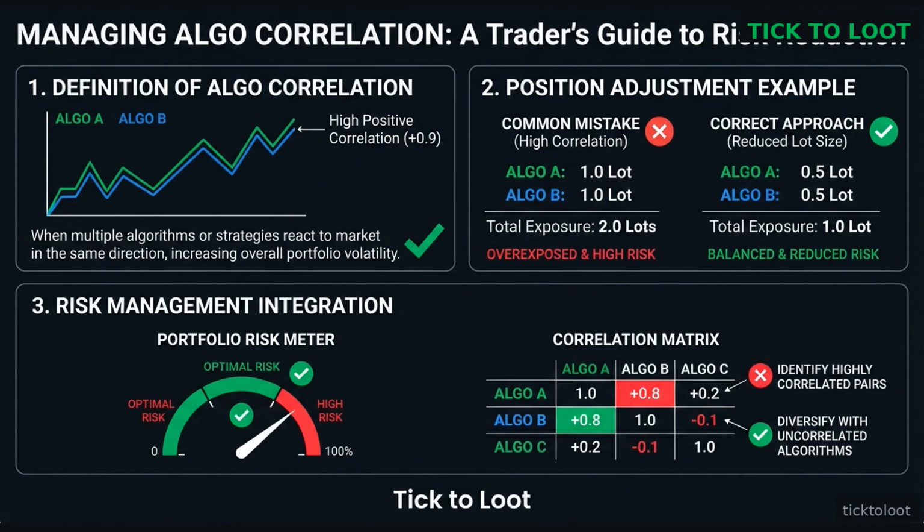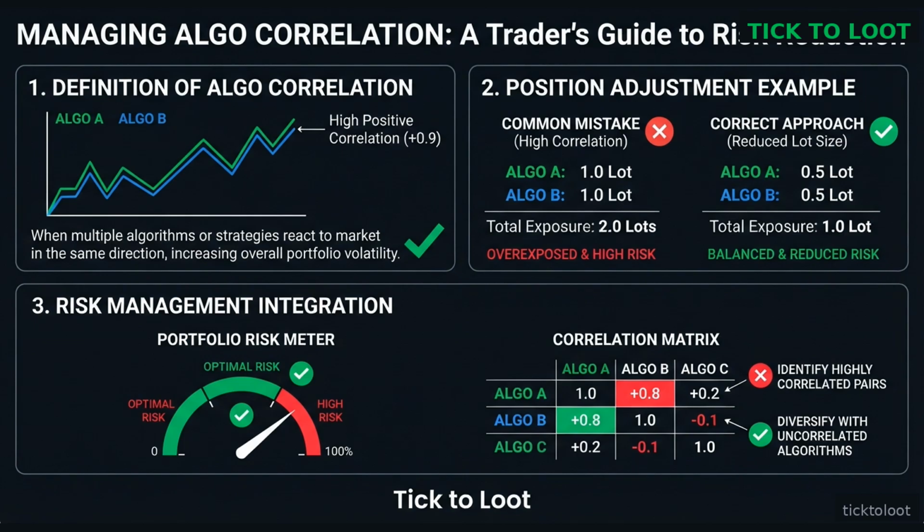Let's wrap up what we covered today, looters, so you can walk away with a clear checklist. First, we defined algo correlation as the statistical relationship that tells us how similarly two automated strategies move. A high positive number, close to 1, means they tend to rise and fall together, while a low or negative number indicates they act independently.